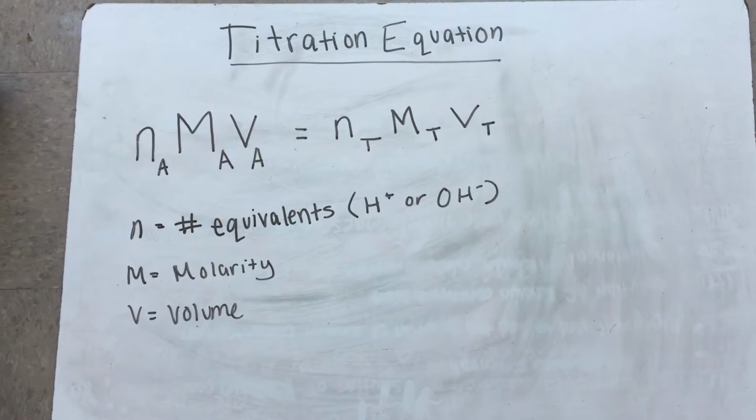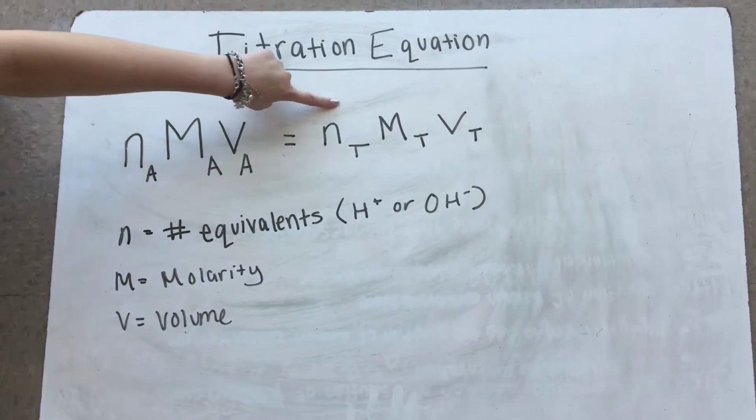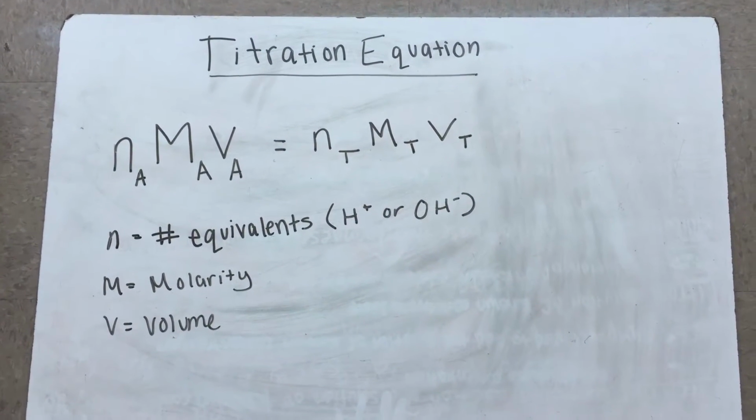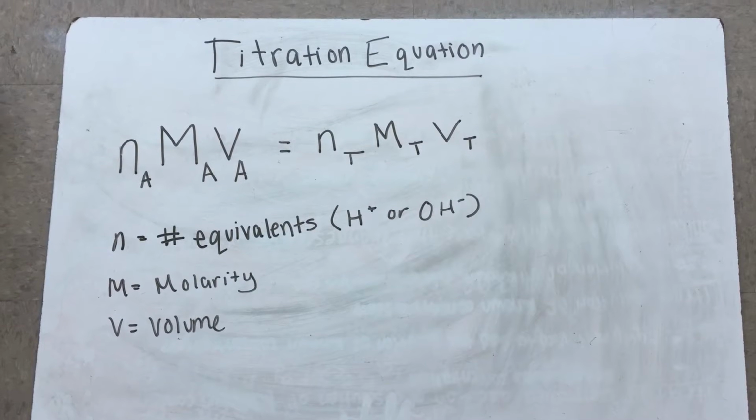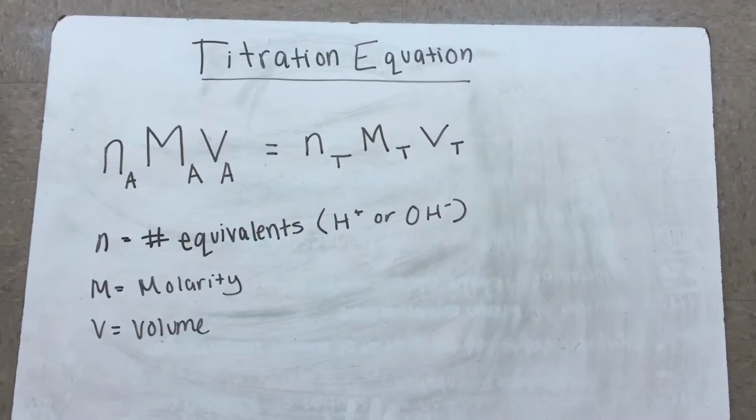This is the titration equation. This side is for the analyte and this side is for the titrant. N is the number of equivalents, M is the molarity, and V is the volume.